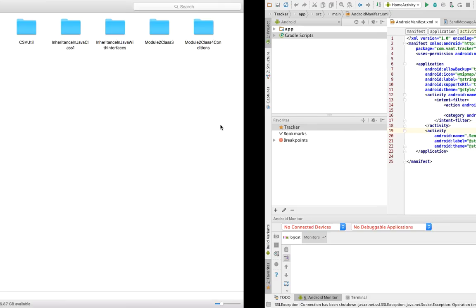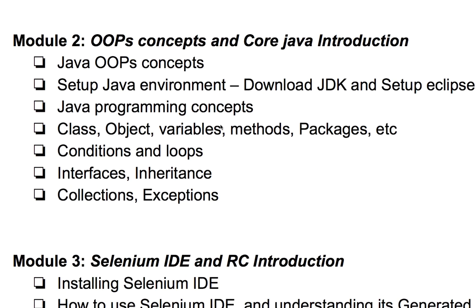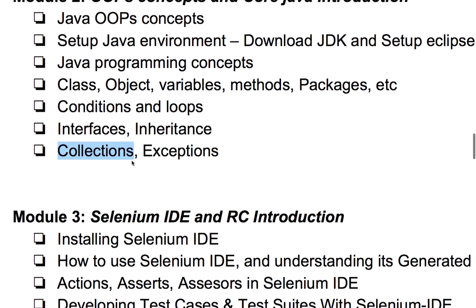So let's start with collections. Okay, now we're going to start with collections API in Java. We'll basically focus on two types of interfaces, or two types of packages, that Java gives you to handle collections, because you are dealing with Selenium, right?